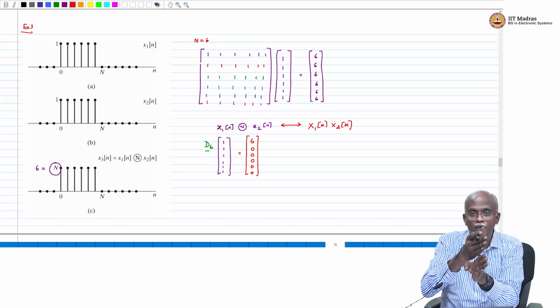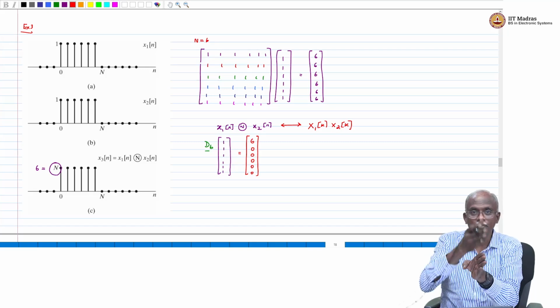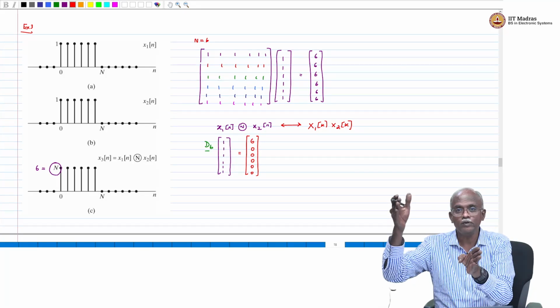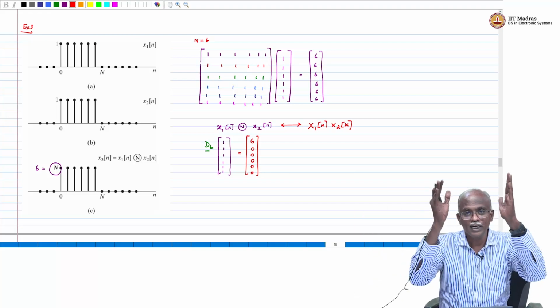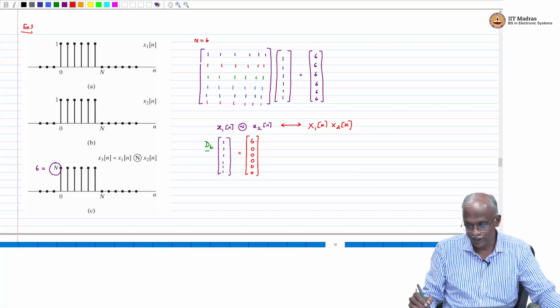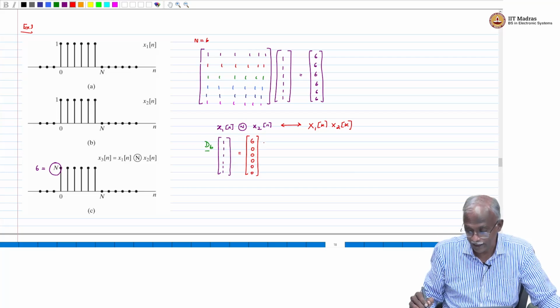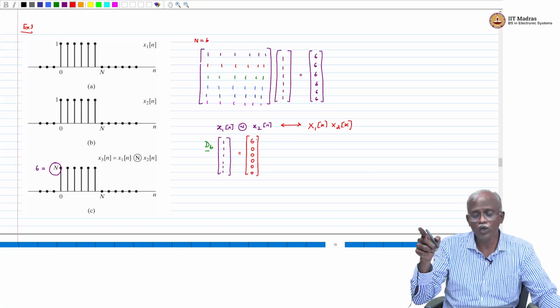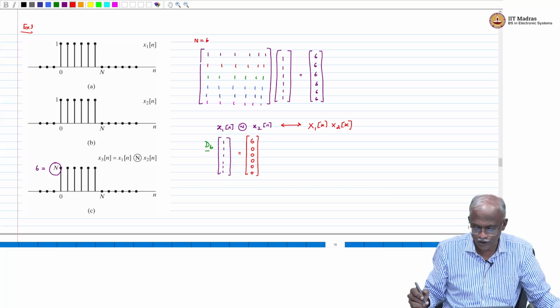And for the periodic version of this signal, you would have seen an impulse at k equal to 0, k equal to 6, k equal to 12, a periodic signal. If you are looking at only one period, you will see only one impulse, and that is what you are seeing, at k equal to 0. What is the height of the impulse? It is equal to 6.